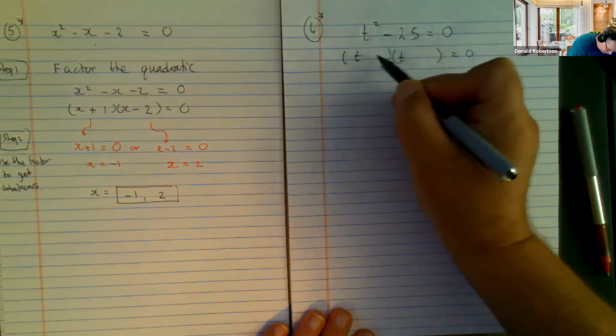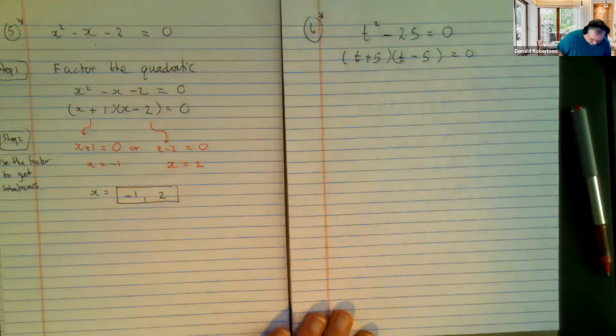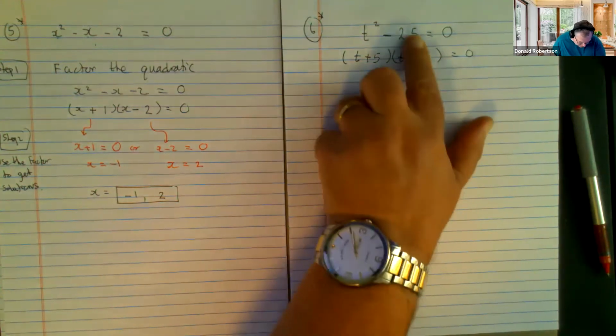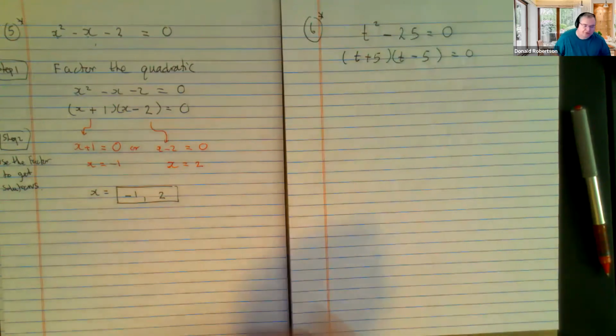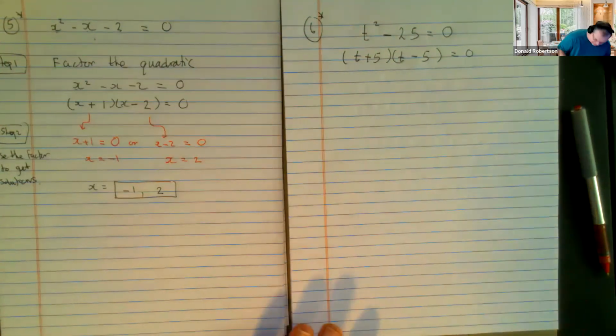And you're looking for two numbers, and the two numbers are going to be plus and minus 5. If you check that, if you multiply them together, you get negative 25. And if you add them together, you get 0. So it's still the same rule that we used. It's just a special case of it.